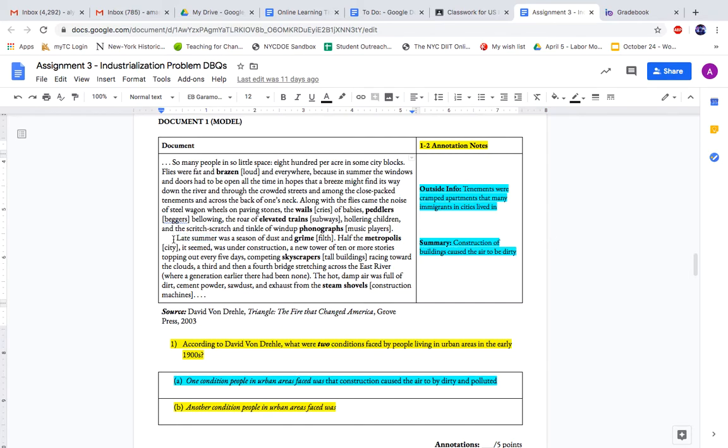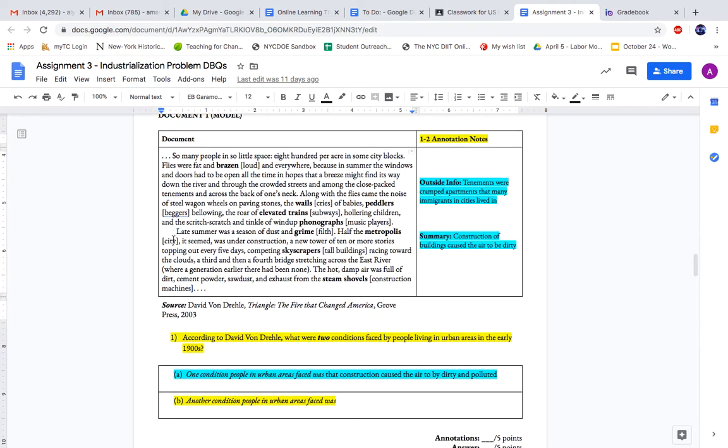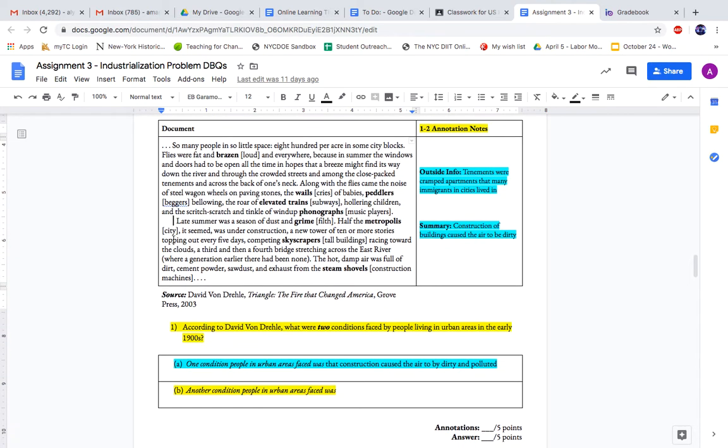Late summer was a season of dust and grime, or filth. Half the metropolis, or city, it seemed, was under construction. A new tower of 10 or more stories topping out every 5 days. Competing skyscrapers, or tall buildings, racing toward the clouds. A third and then a fourth bridge stretching across the East River, where a generation earlier there had been none. The hot, damp air was full of dirt, cement, powder, sawdust, and exhaust from the steam shovels or construction machines.